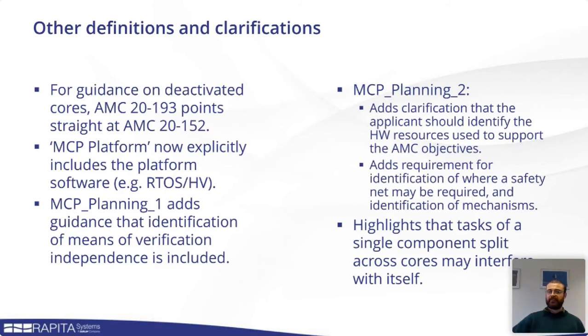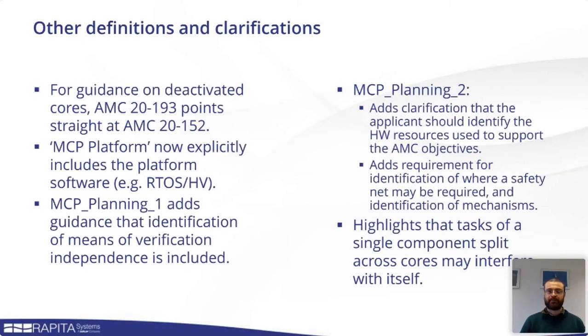Or indeed, the most effective solution to meet the requirements of the customer might be to use a multi-core processor, but just use single core activation with no intention of ever using the other cores. Now, AMC 2193 has added some pointers straight to AMC 2152 for guidance on deactivating cores, how this should be done and how this should be demonstrated.